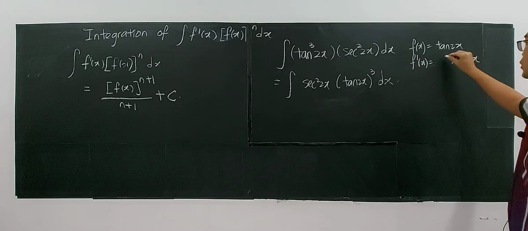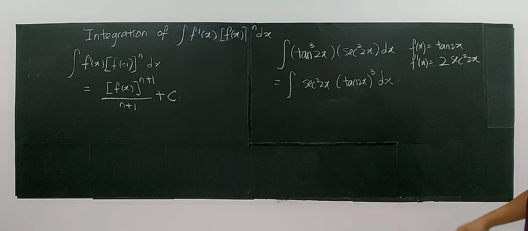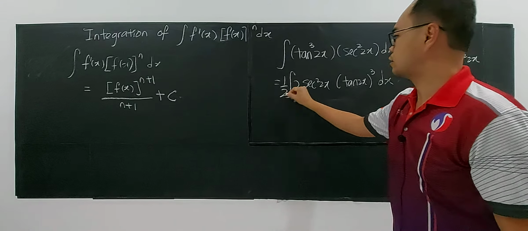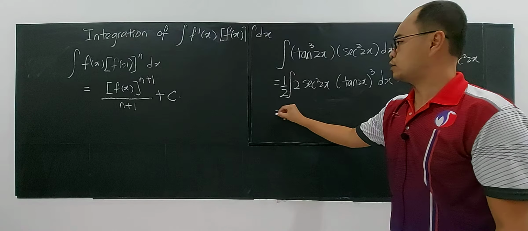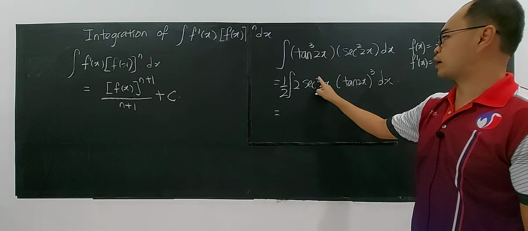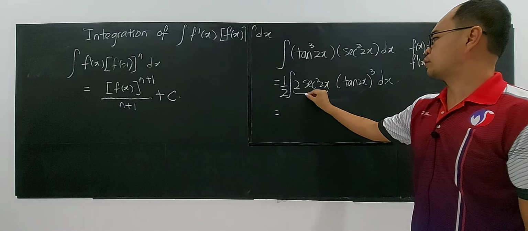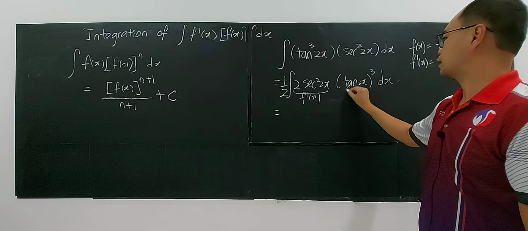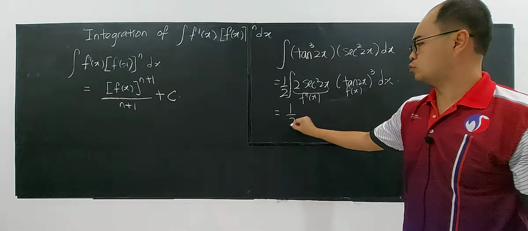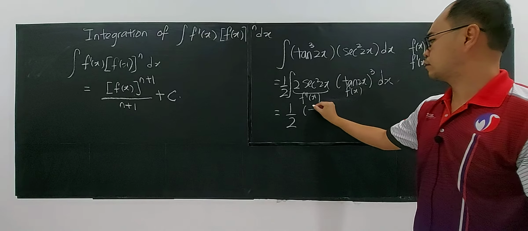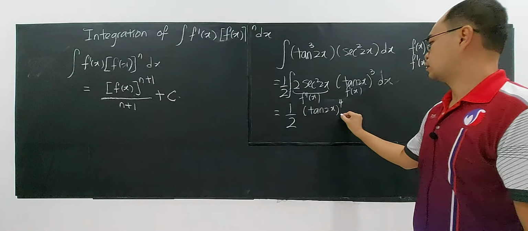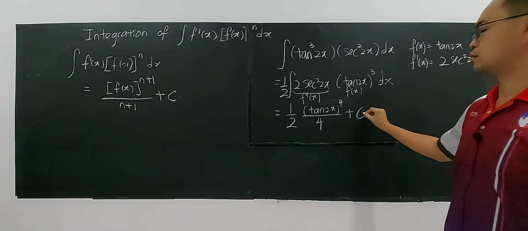But don't forget that you actually have a 2 here. Differentiate 2x, you have 2. So it is okay, you just add a 2 here and 1 over 2 here. Then you have already used that formula, because differentiating tangent 2x gives you 2 secant squared 2x. Everything here is your f prime x, and this is your f(x). Now I can start using the formula: 1 over 2, then tangent 2x to the power of 4, 3 plus 1, divided by 4, plus c.